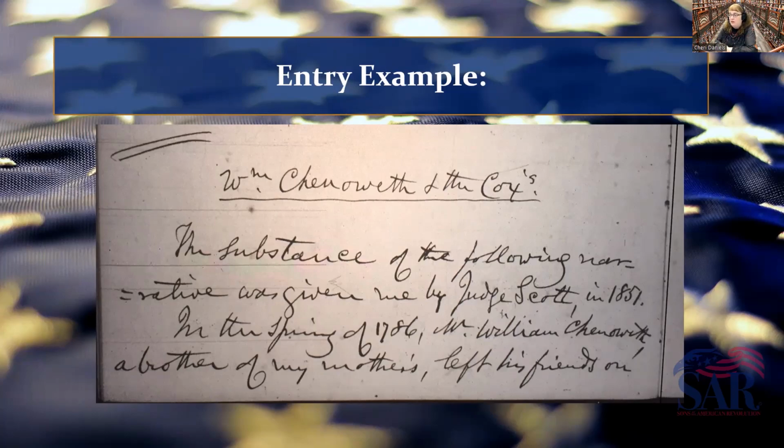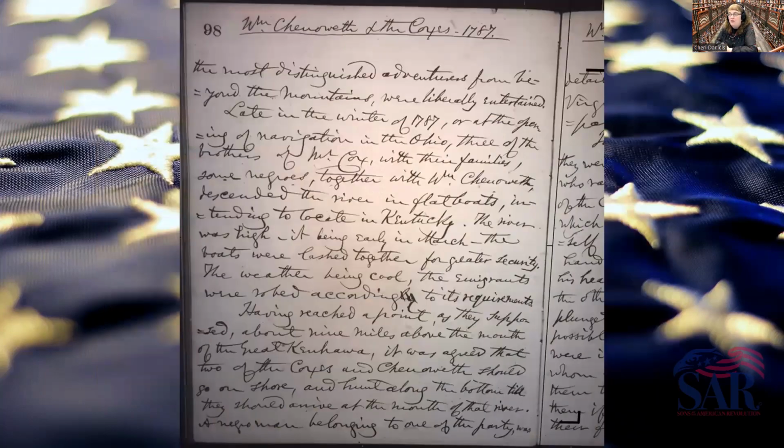It says the substance of the following narrative was given me by Judge Scott in 1851. It says, in the spring of 1786, William Chenoweth, a brother of my mother's, so we're getting some family information here, left his friends on the most distinguished adventures from beyond the mountains, were likely entertained.